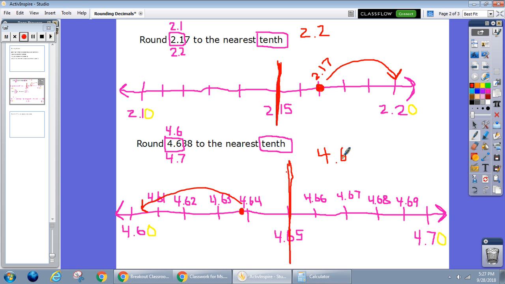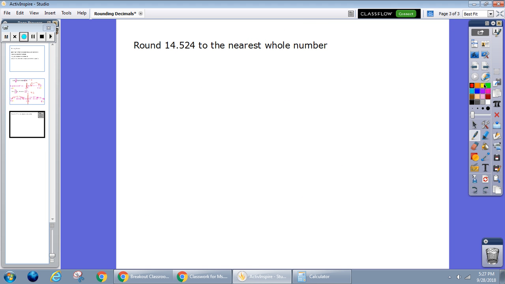I want you guys to notice I'm not drawing in that extra 0 here because it says specifically in the question, round the number to the nearest tenth. So my answer needs to be in tenths. All right, let's just do one more because this one we're going to do to the whole number. Whole numbers can be a little bit tricky. So I want to make sure I do one in here.